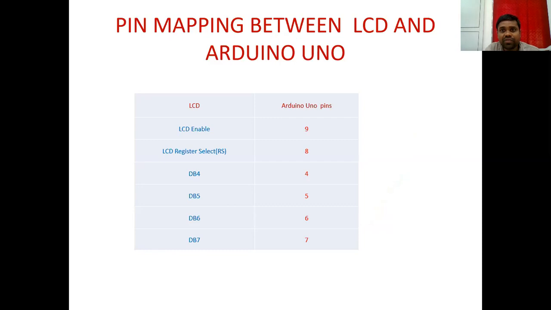The pin mapping between the LCD and Arduino Uno pins. The LCD enable pin is connected to pin 9 of Arduino, and the LCD register select pin is connected to pin 8 of the Arduino Uno, and data bus DB4 is connected to pin 4 of Arduino, DB5 to pin 5, and similarly DB6 and DB7 are connected to pins 6 and 7.